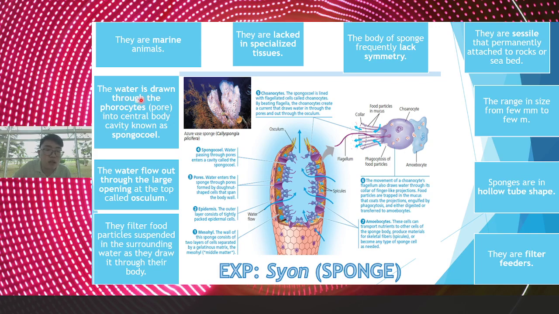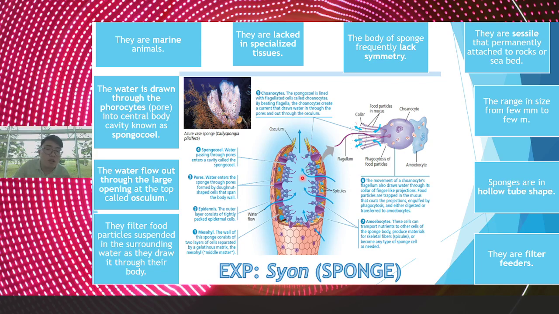So the water will be drawn through the pores. If you see this, ini purple color yang kecil-kecil punya. Inilah yang water akan masuk melalui sini until it enters the central body cavity called the spongocoel. So yang tengah-tengah ni semua yang cavities ni called spongocoel. Okay. So the water flows out through the large opening at the top called the osculum. So this is the part where water will come out.